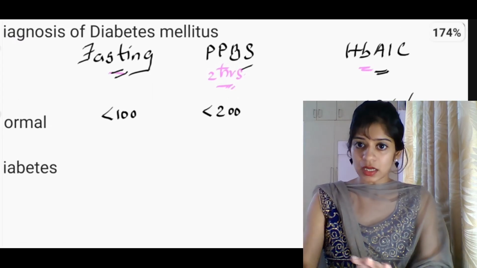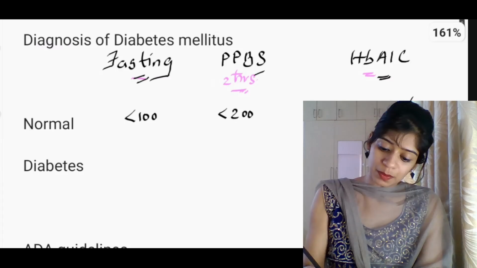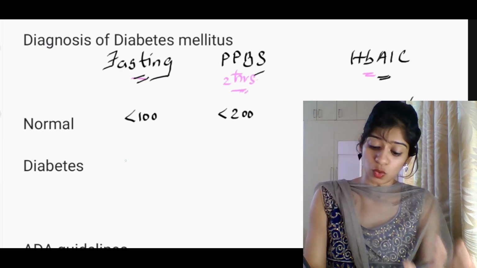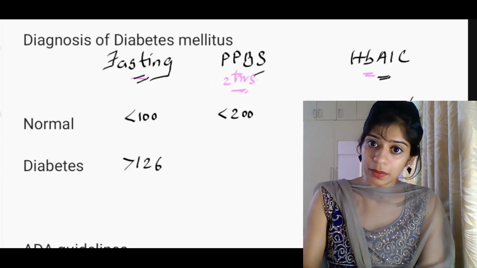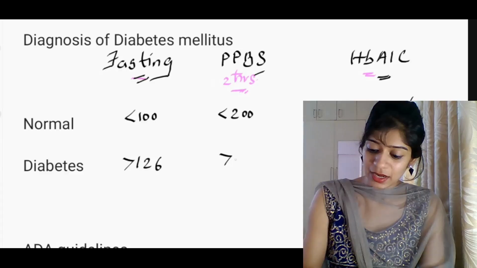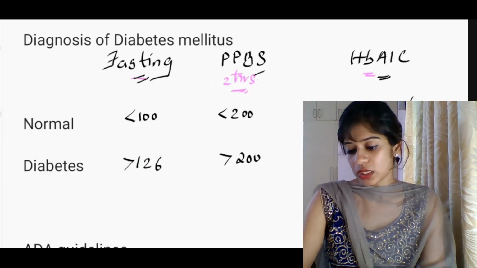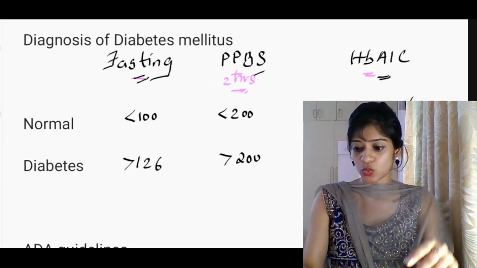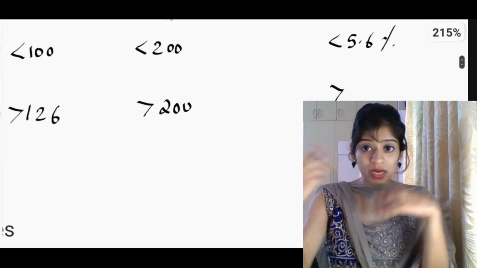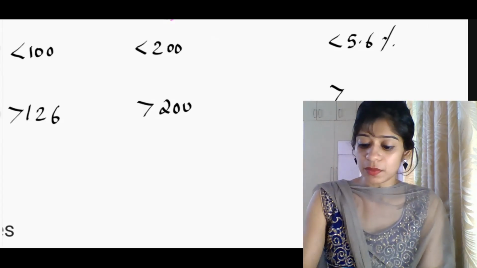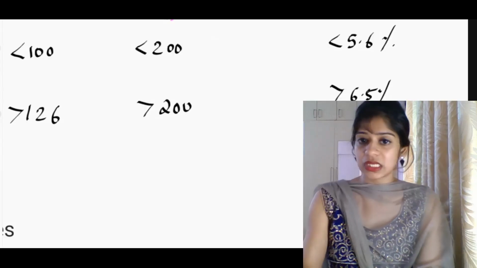Now, in case of diabetes mellitus, fasting blood sugar, fasting means after 8 hours of fast. In a diabetic patient, fasting blood glucose level will be more than 126. PPBS will be more than 200 and HbA1c, you just switch the numbers. In a normal person, it is less than 5.6. When it's diabetes, you switch the numbers. It will be more than 6.5%.